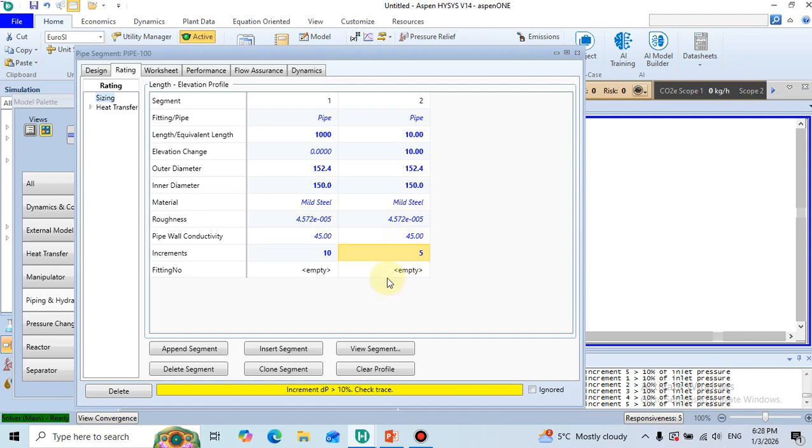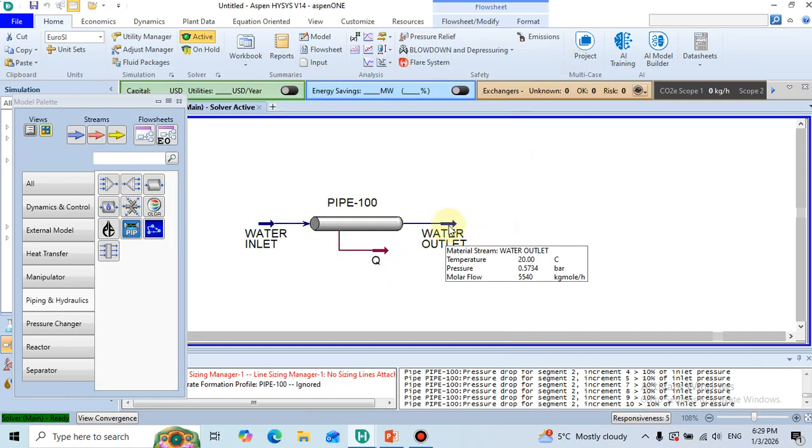As we know, it uses a numerical method to separate the pipe segment into many different segments. So we need to increase the increment to make sure that all the required criteria fall within the range that was previously defined within the Hysys software. So I'm going to change it to, for example, 10 increments. As you can see, it does not converge. So let's increase it again. You can see we have successfully converged this pipe segment.